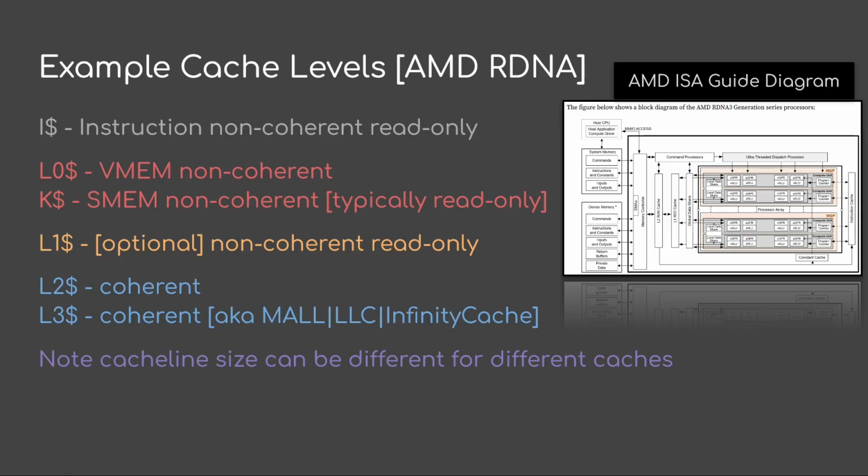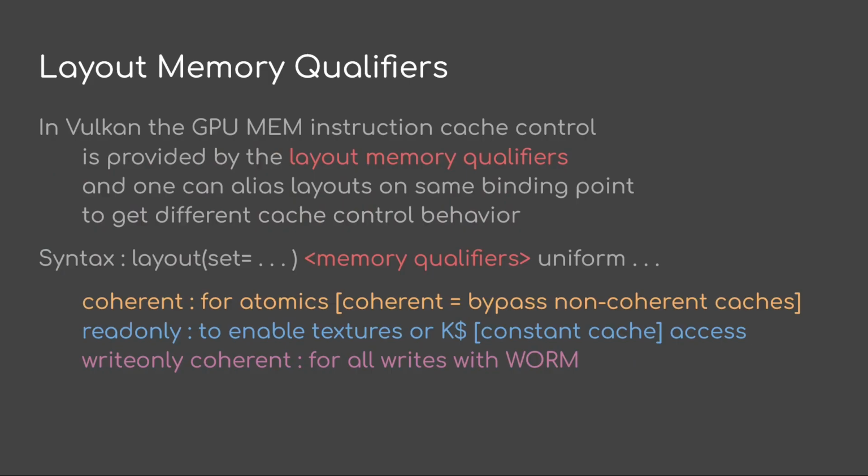You have the L2, it's coherent. You have the L3, also coherent. L3 is known as the mall, the last level cache, or the infinity cache, depending on who you talk to. Note cache line size can be different for different caches. Next, let's talk about a Vulkan feature called layout memory qualifiers. In Vulkan, the GPU memory instruction cache control is provided by the layout memory qualifier. One can alias layouts on the same binding point to get different cache control behavior.